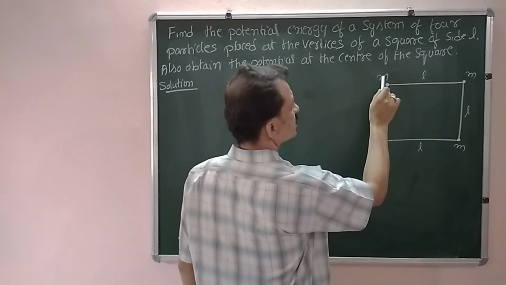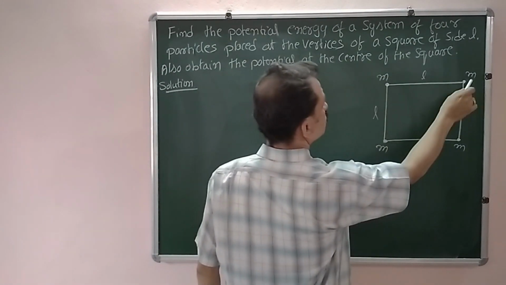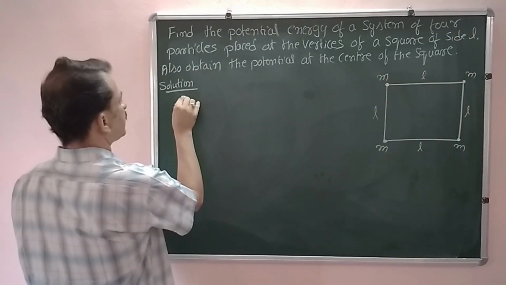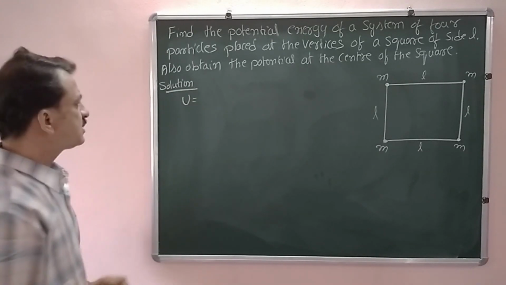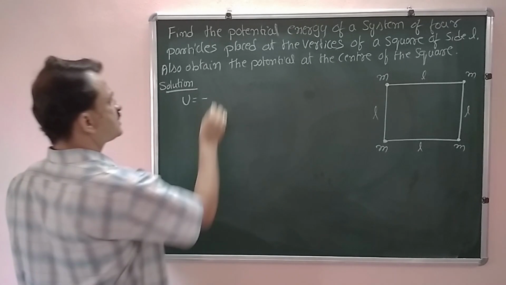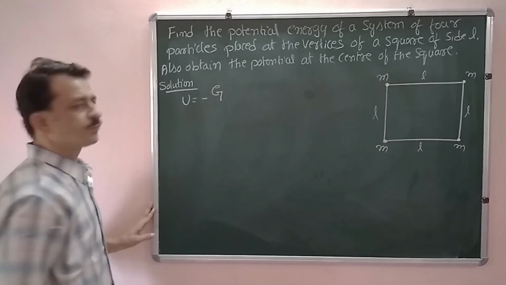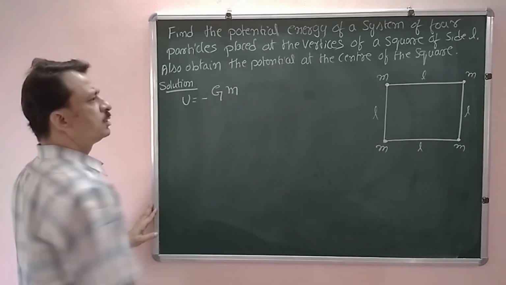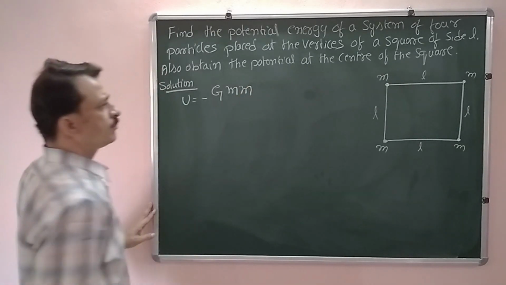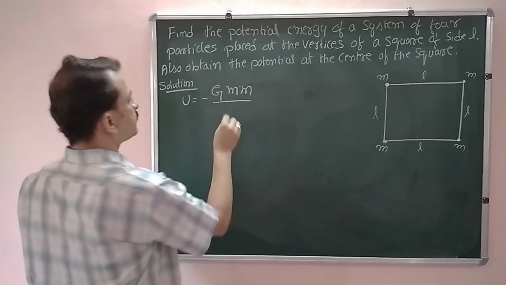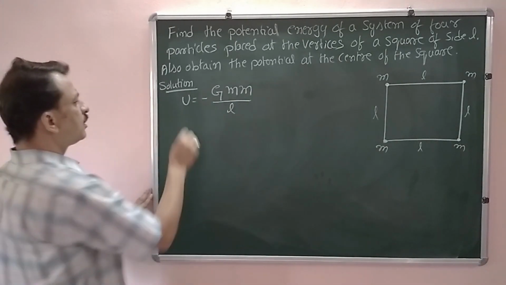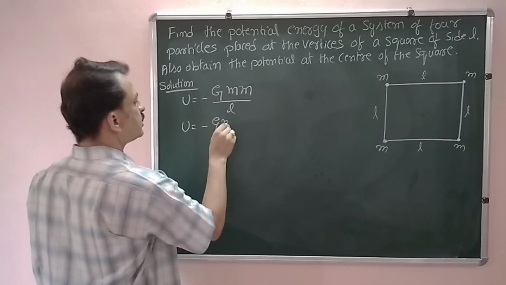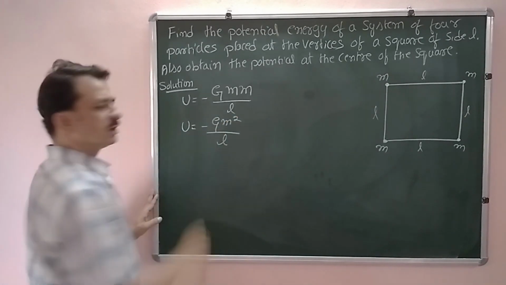Now we will work out the potential energy between the two masses. These two are separated by a distance L. The potential energy for a single pair of masses is given by the formula minus G, the mass of the first object m, times the mass of the second object m, divided by the distance between the two, that is L. Therefore, U is equal to minus G m square divided by L.